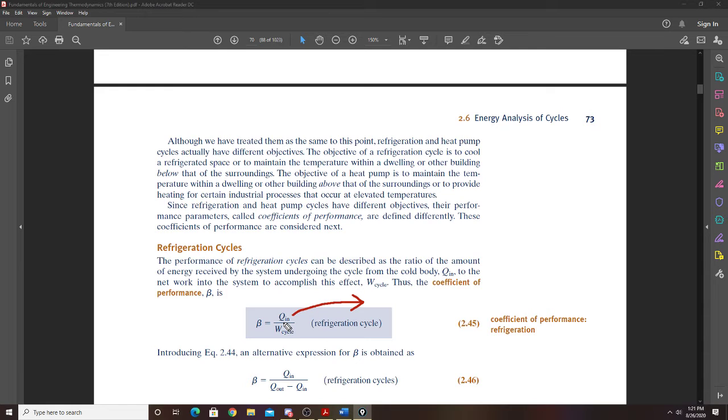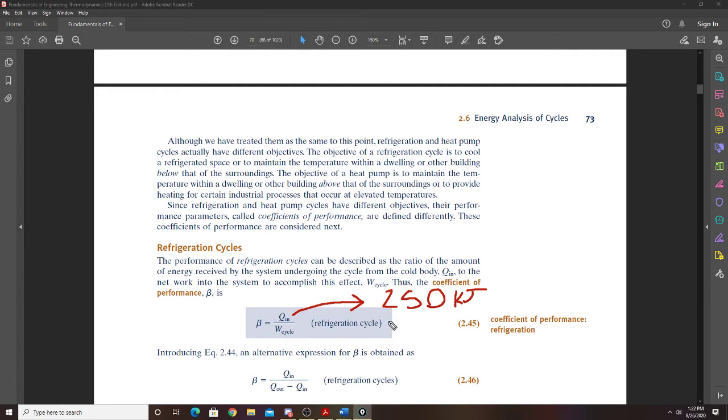Qn is how much is removed from the refrigerated space, which I will show you on a diagram in just a second. But Qn is removed from the space. I know that it sounds backwards, but it'll make sense once you read it. So Qn is removed from the space. So let's say we removed, I don't know, 250 kilojoules from the space, right?